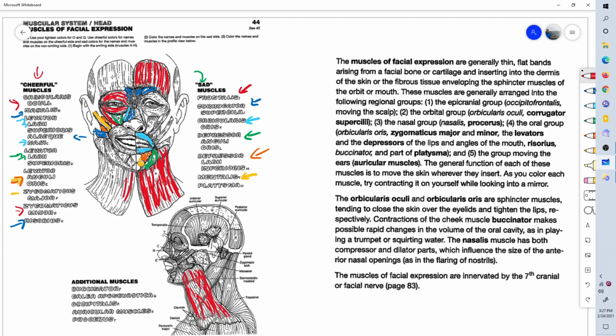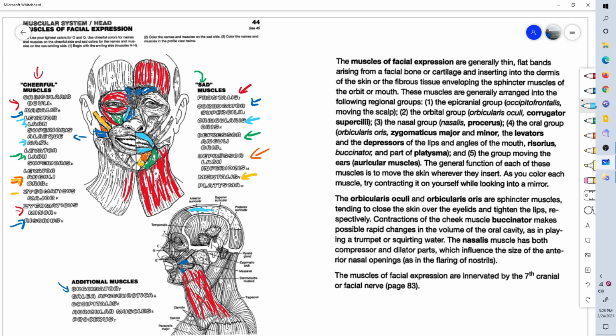The buccinator muscle in here is responsible for opening and closing your mouth, changing the shape of your mouth, I should say. It's underneath the risorius muscle there, and changes the shape of your mouth, as when speaking and singing, to make different sounds come out of it. Buccinator.